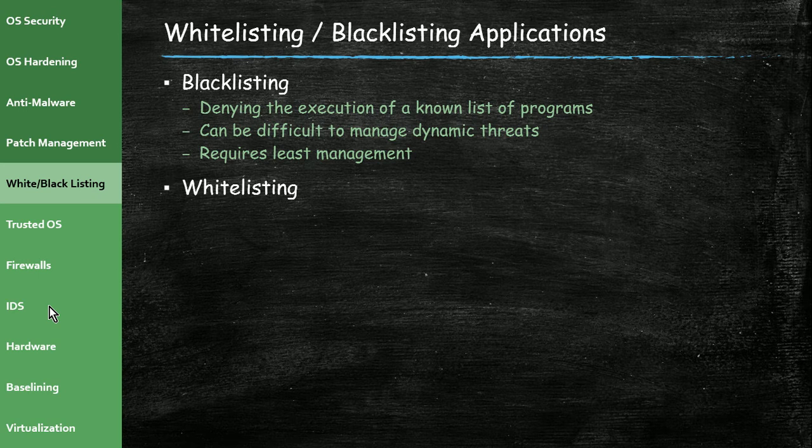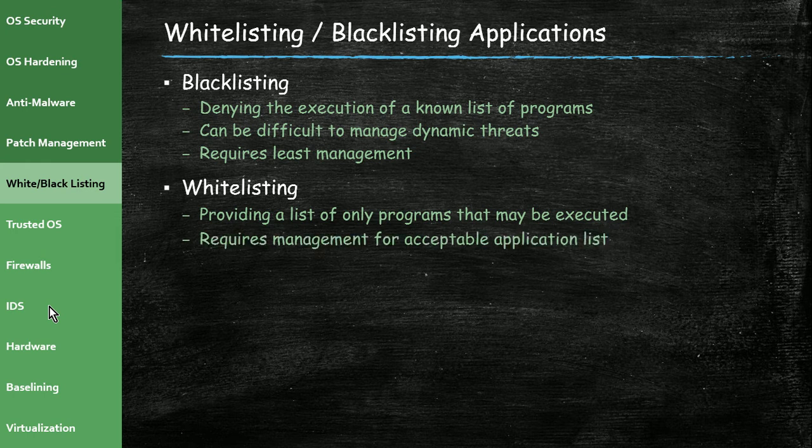So the alternative is whitelisting. Whitelisting is basically providing a list of only the programs that are allowed to be executed. The problem with whitelisting is it requires management for the acceptable application list. In other words, somebody has to manage that list of applications that are allowed. And every time somebody needs to access a new application, they have to put in a request and somebody has to act on that request. And this could affect the availability. Again, in the CIA, we have the availability. This could affect the availability.